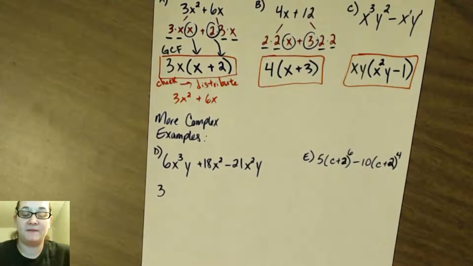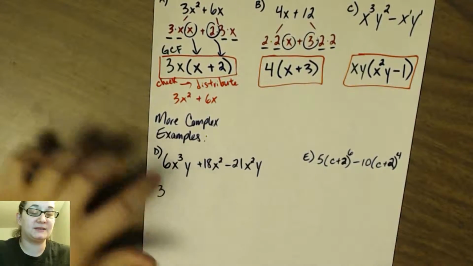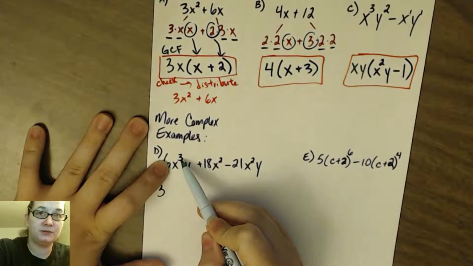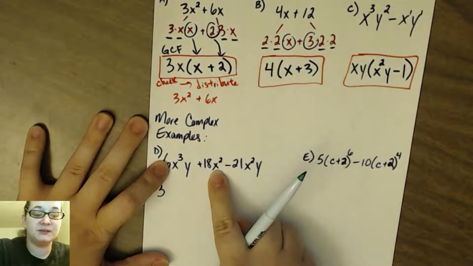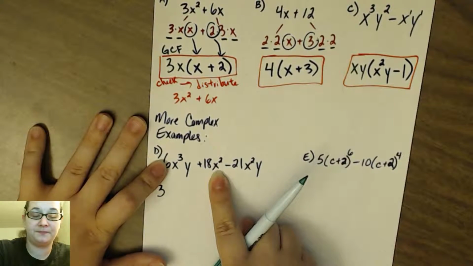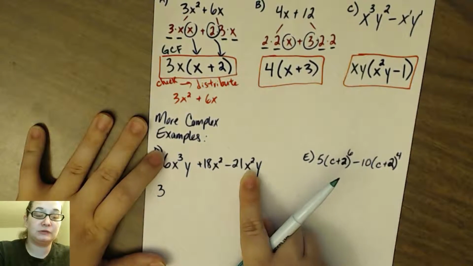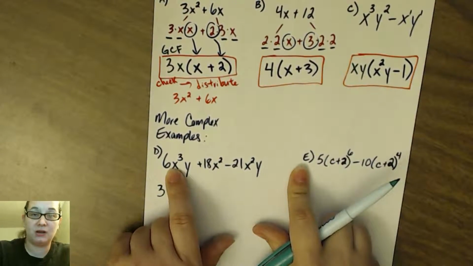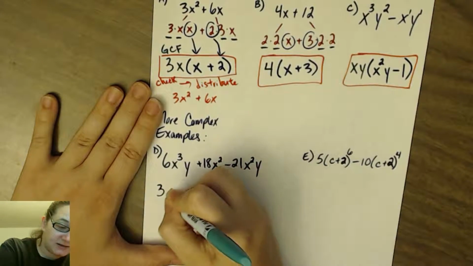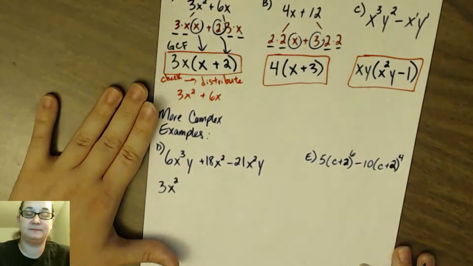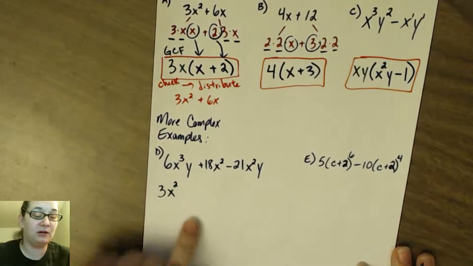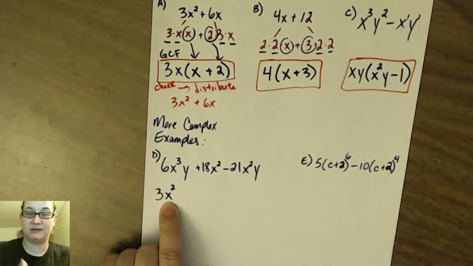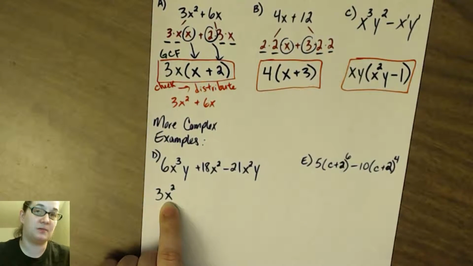Now I look at my variables, and I want to look at my x's first, because we go alphabetical. So this has x cubed. There's 3 x's here. This one has 2 x's. It's an x squared. This one also has 2 x's. So the lowest number of x's, both of these have 2, and this one has 3. So I know they all at least have x squareds. Some of them have more, but all of them at least have x squared. And I want the biggest number that I can find. So x squared is the biggest that they all have in common.